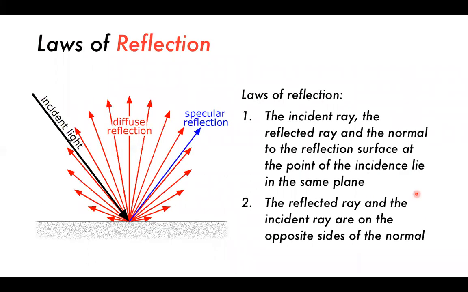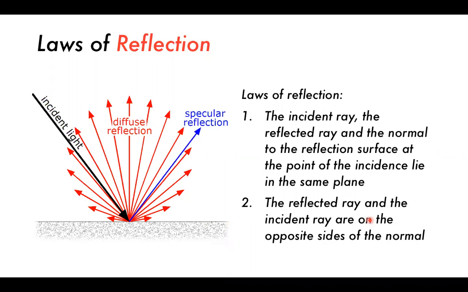So, laws of reflection. We have different types of reflection: diffuse reflection, specular reflection, and we have incident light. The laws of reflection: the incident ray, the reflected ray, and the normal to the reflection surface at the point of incidence lie in the same plane. So if the plane is the page, then all of the light must be in that same plane. The incident light and the reflections, diffuse and specular, are all in the plane of the page or the plane of the screen. And the point of incidence along the mirror is also in that plane. The normal is 90 degrees to the interface.